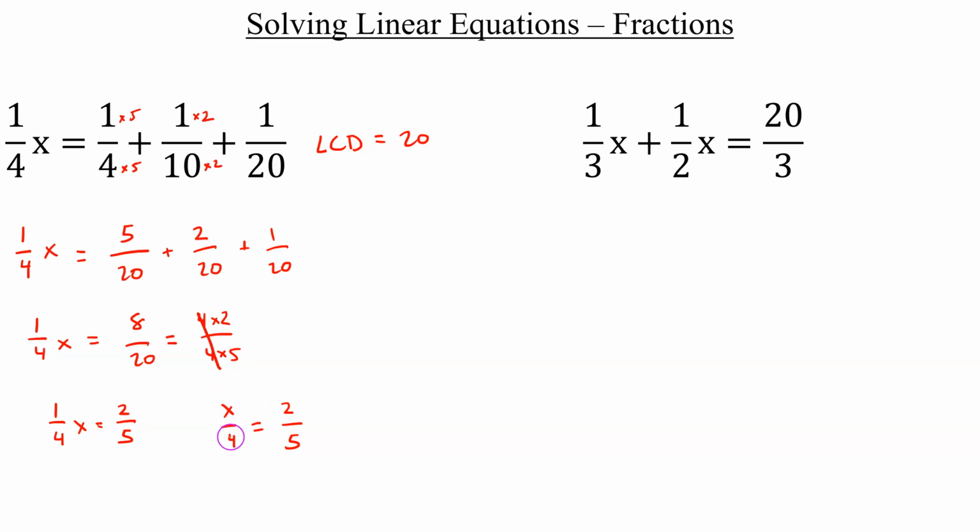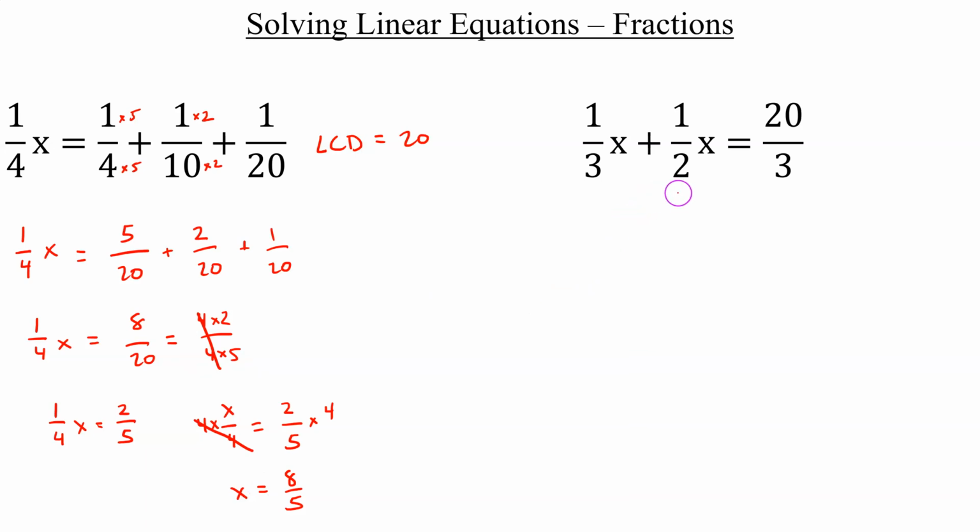We see that x is divided by 4. If we wanted to undo this, we would multiply it by 4. And since we multiplied it by 4 on the left, we have to multiply by 4 on the right. The 4's cancel here. We get x equals 8 divided by 5. Let's look at a second example.